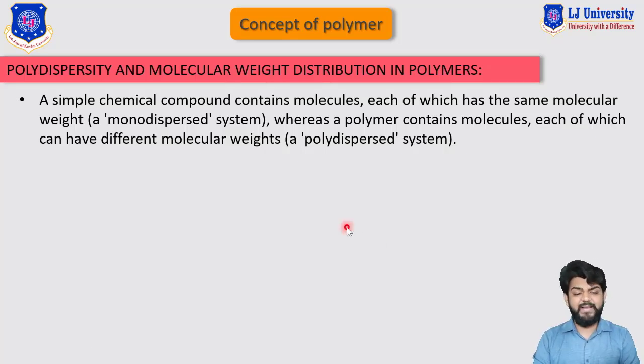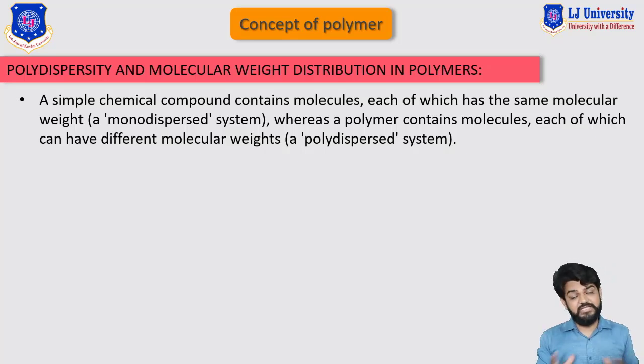So, a simple chemical compound contains only one type of molecule, right? Each of which has the same molecular weight, and they are termed monodispersed molecules. The simple compounds such as HCl and NaOH are referred to as monodispersed molecules, whereas a polymer contains many molecules of the monomers, each of which can have different molecular weights, right? Hence they are referred to as a polydispersed system.